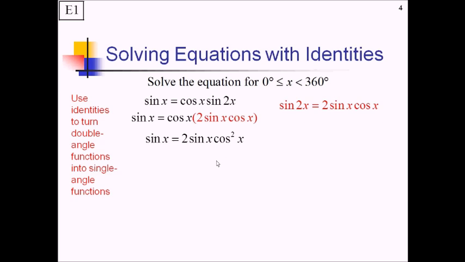Now, I believe in the last lesson in this kind of situation, we would have turned this into like 1 minus sine squared of x, so I had only one trig function. But let's just play this out with the cosine squared in there. So we can subtract sine of x from both sides. And that will now allow us to factor out a sine of x. That would leave us with 2 cosine squared of x minus 1.